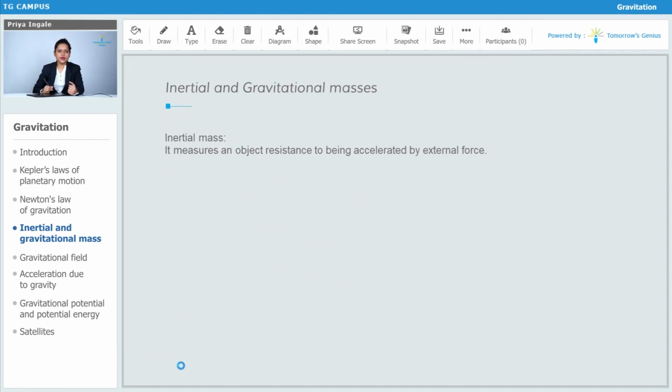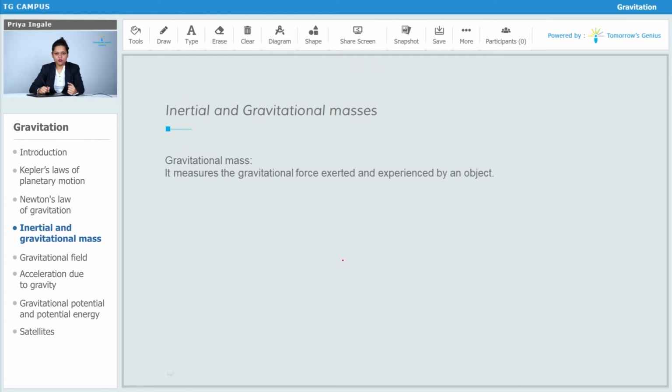Then we have gravitational mass. Again, what's the difference? When an object is accelerating under gravity, with the earth's surface here, and you release any object from a certain height, it will automatically fall down because of the gravitational force of the earth. At that time also an external force is acting on that object. And what is that external force? Gravitational force.